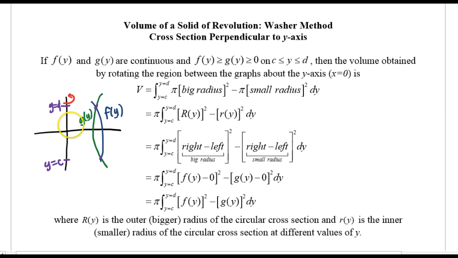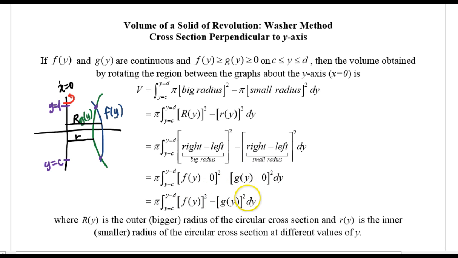So our big radius is going to go from the axis of rotation to the further away function. So there's my big radius. And then my little radius will go from the axis of rotation to the closer function, the green one. So right minus left: in this case, the right function is the blue one, f of y. So f of y minus 0, since this line was x equals 0, is right minus left, and that quantity is squared. And then little r is the green function g of y minus 0, and that is all squared.